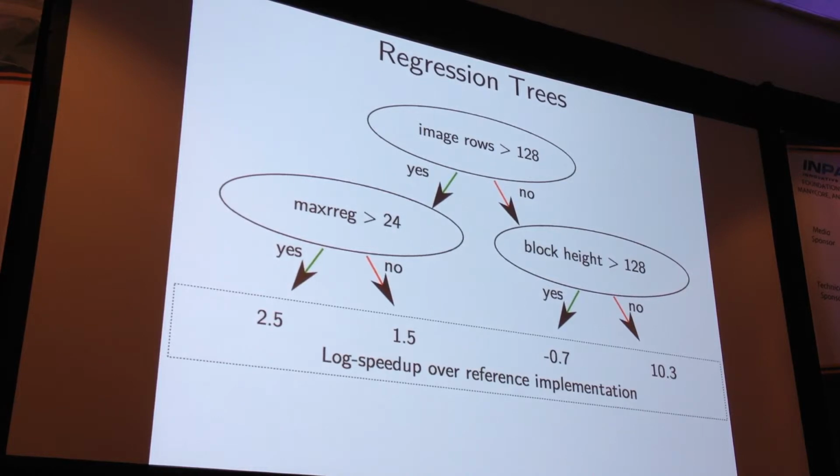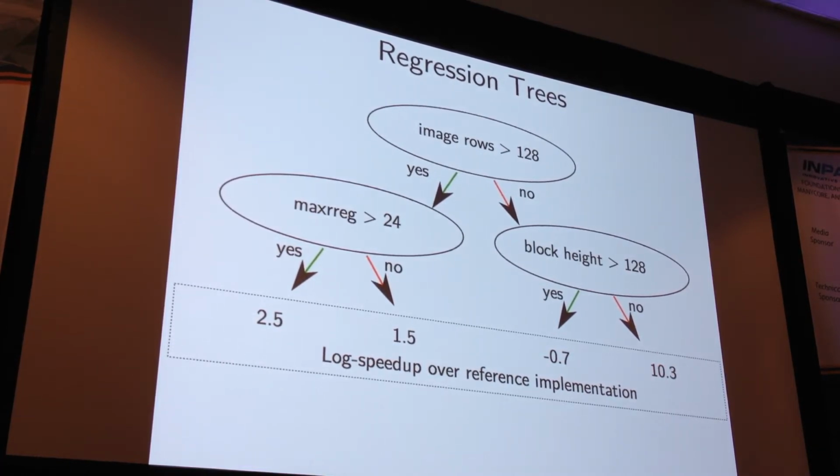So the regression trees that we learned here have the form of being choices about whether, here for one feature like the number of image rows, if it's too big, if this is a big image, then if our kernel generator is actually allowing lots of registers, then probably the speed up is going to be about 2.5. And if not, probably speed up 1.5. For smaller images, if the block height was chosen to be less than a big number, then you get a negative, because that's actually slower than the reference. And then this was actually enormously faster than the reference.